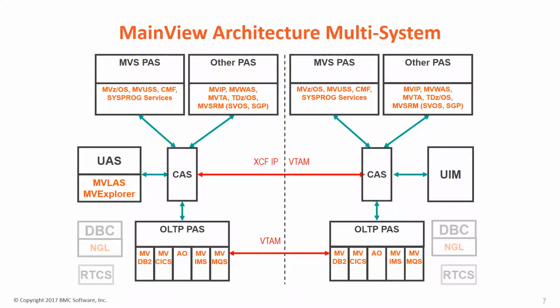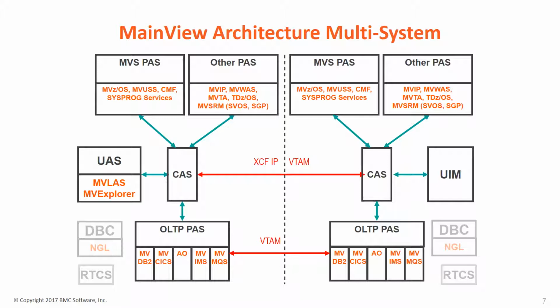This slide illustrates the architecture of MainView across multiple systems. So you can see the left and the right are essentially the same. You've got a CAS on both LPARs talking to the various OLTP PASs and MVS PASs and other PASs. And then you'll note that the CASs themselves have a connection via XCF, IP, or VTAM.